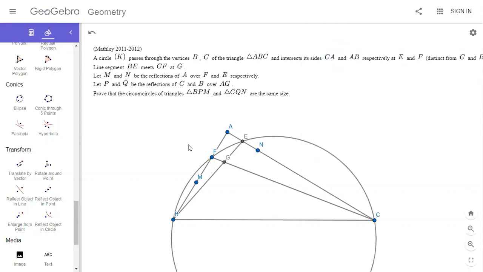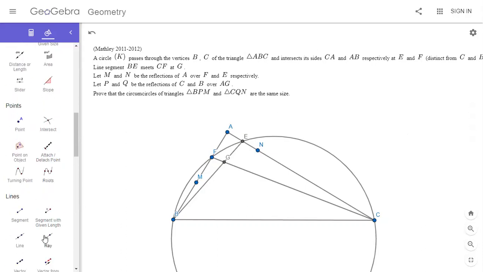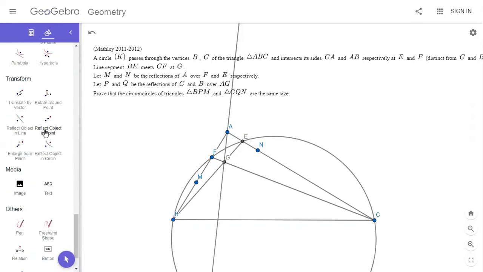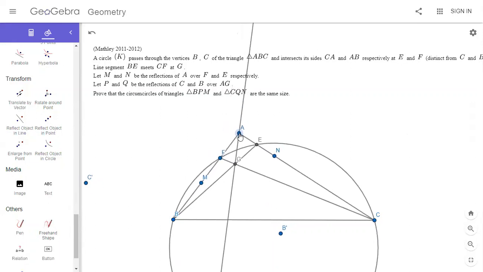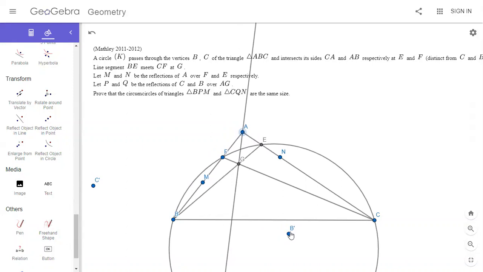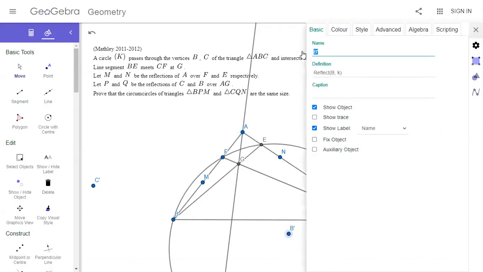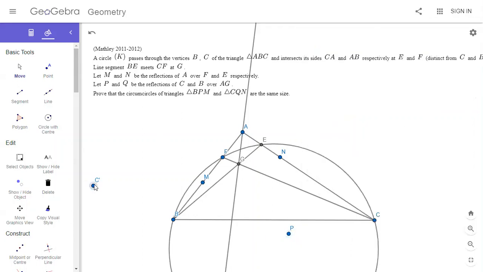P and Q are the reflections of C and B over AG. Okay, so we've got to draw the line AG, and then we reflect C and B over it. I'm not sure if the one for C will lie on the page, but let's see. No, it doesn't lie on the page. There we go. So this is P, this is Q.